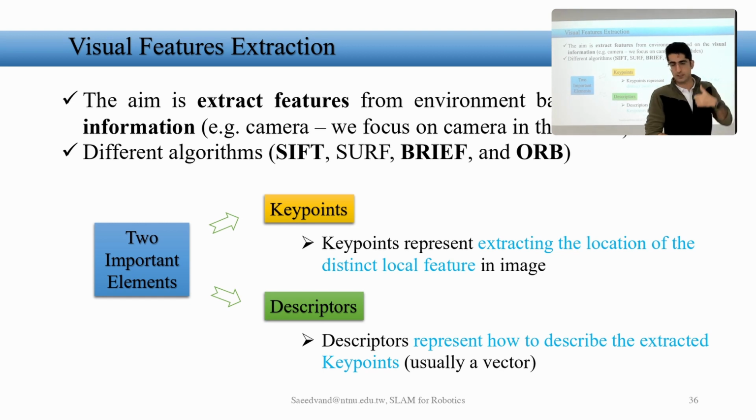And why do we need to describe it, do you think? Yeah, to match in the next steps. Like, okay, I extract the feature from here, then the robot is moving. So just extracting the feature is useless. Later, I need to describe that feature so that if I see it in future frames, I can say, okay, this was the same one that I'm seeing.